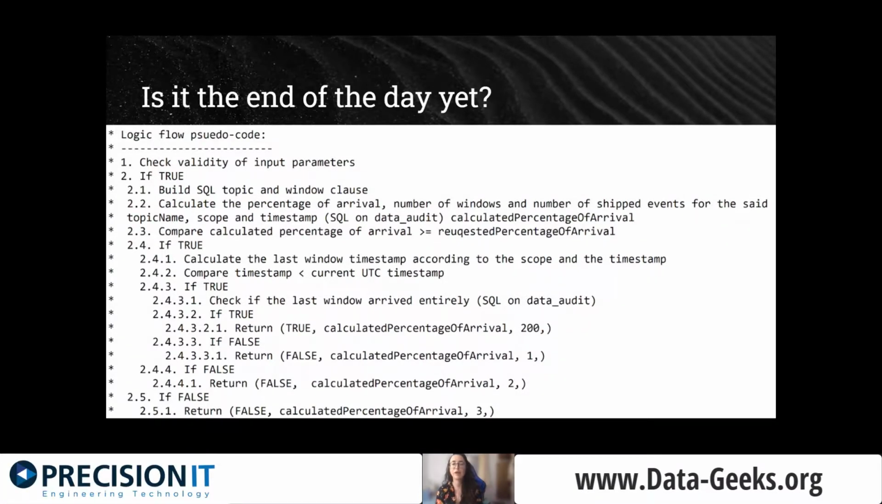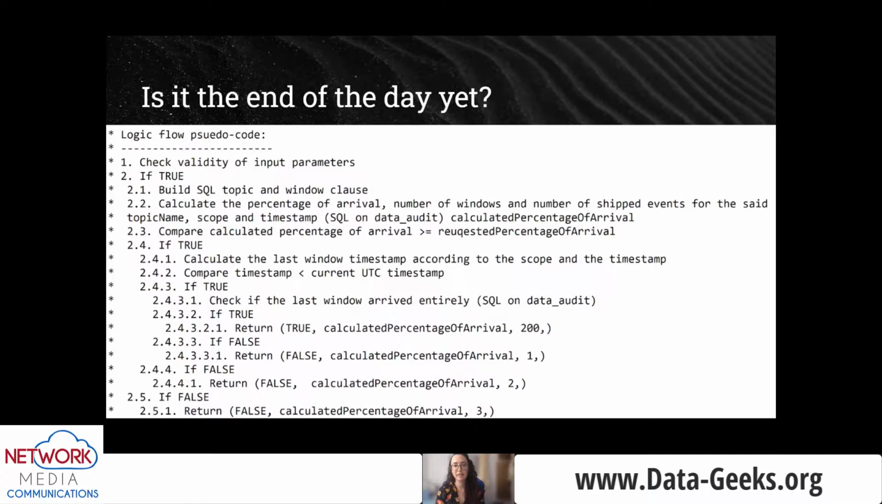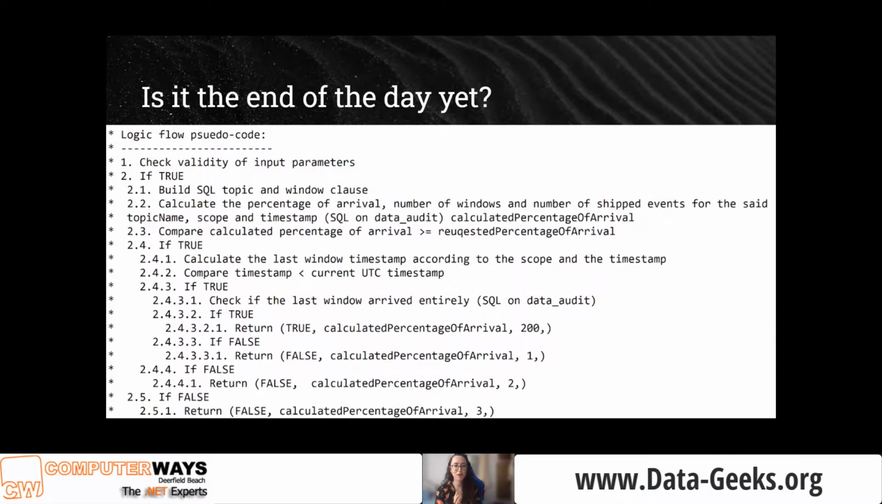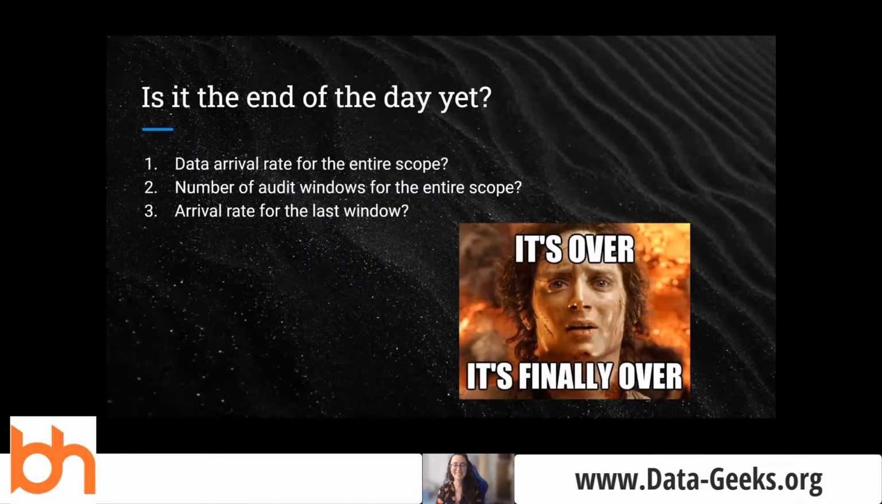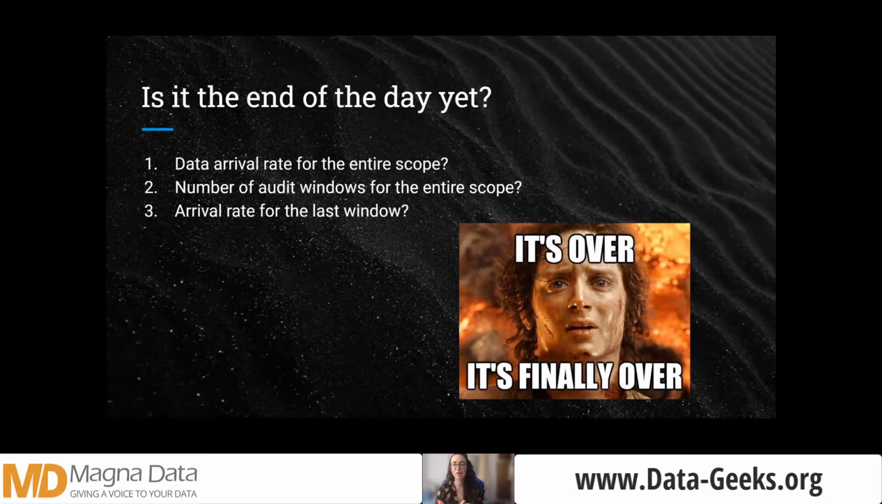Next slide. So what do we need to check in order to answer that question? What you see before you now is the simple pseudocode for the logic of that Lambda. It starts from checking the validity of the input parameters. But I'm just kidding. Next slide. I just wrote the 3 main questions for you. Diana, next slide. Yes, okay. So is it the end of the day yet? We have to answer 3 questions.